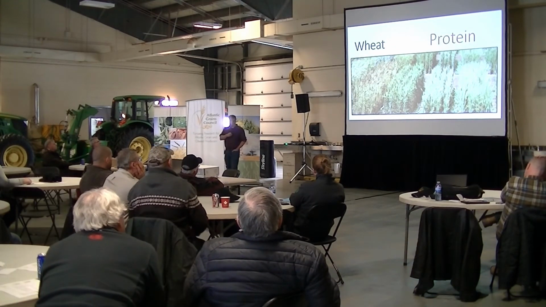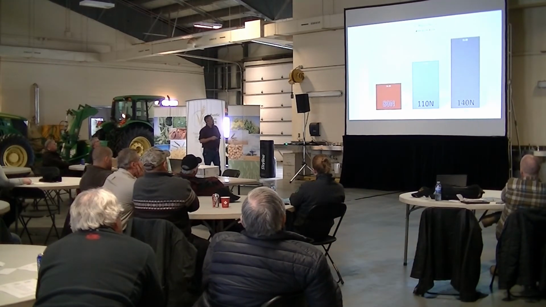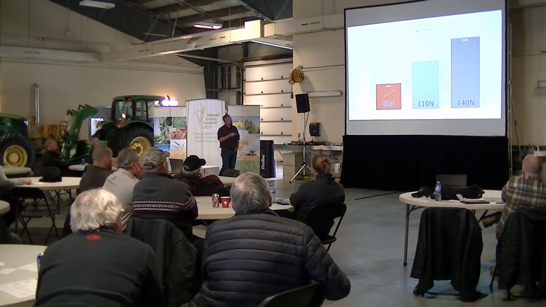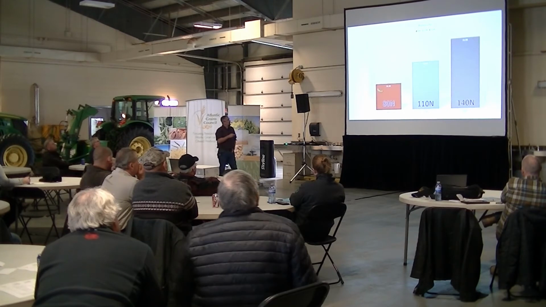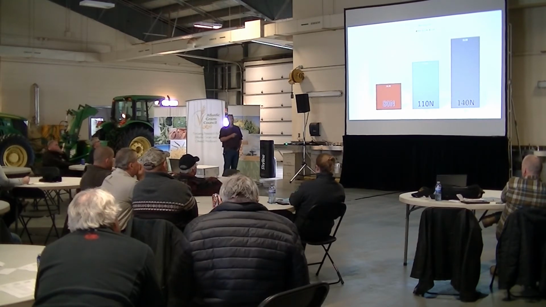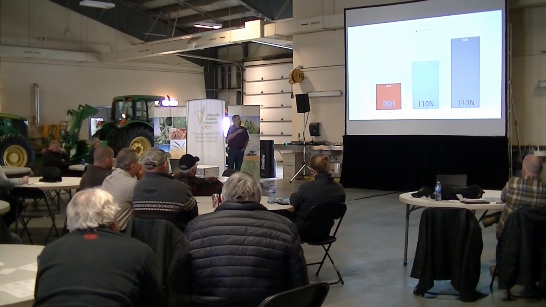Protein, another important factor when it comes to wheat. Again, increased protein with increasing nitrogen levels. 12.3, highest was 13 on average. We had some pretty high protein levels if we went through the data and pulled out some of those 140 plots.